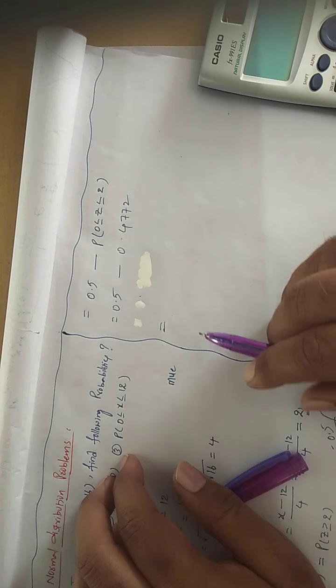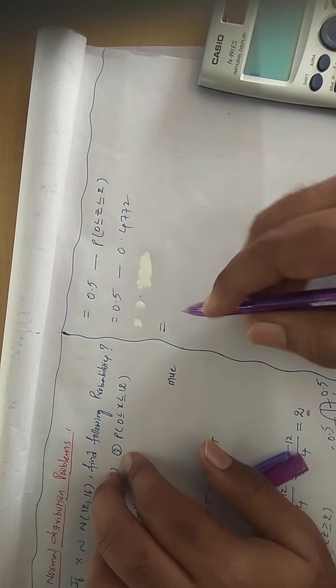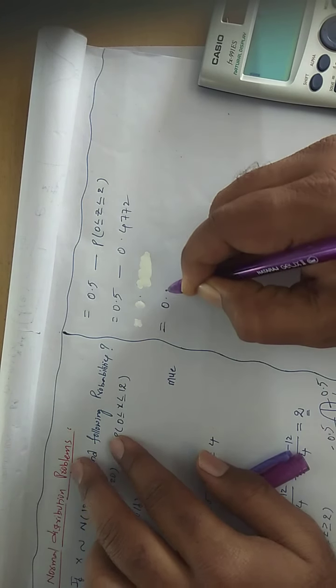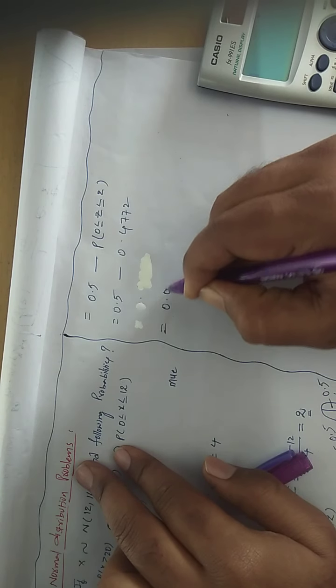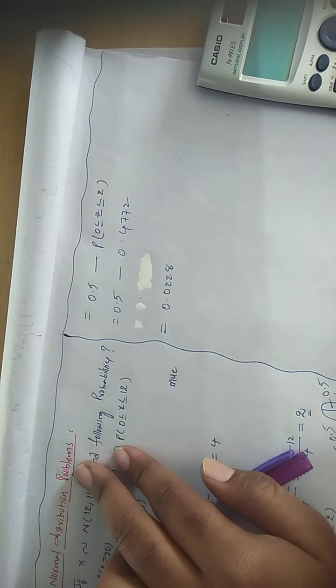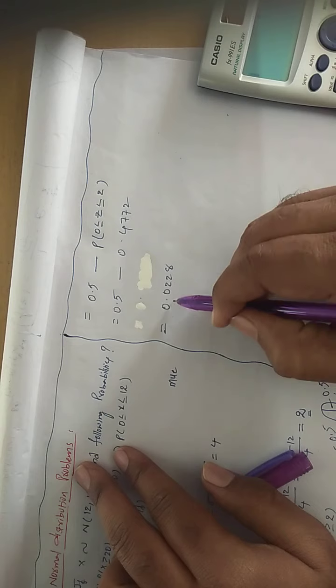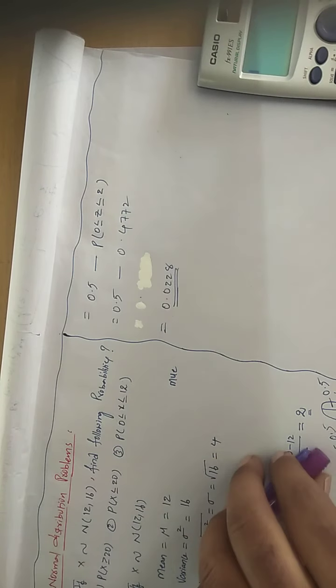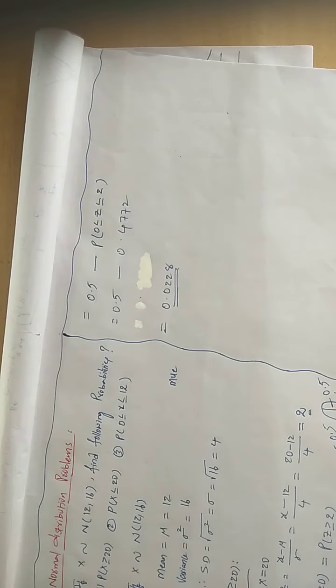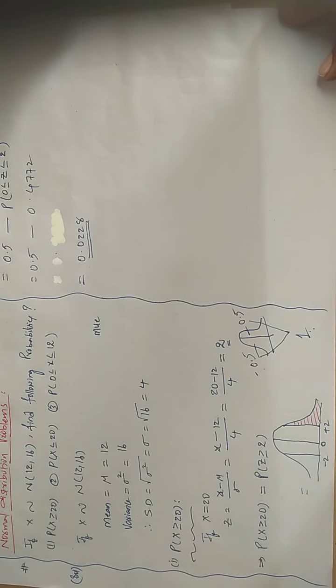So here, what is that? Subtraction. So the answer is going to be 0.0228. So this is the probability. Very simple. The only thing you need to understand here is how to draw the picture.